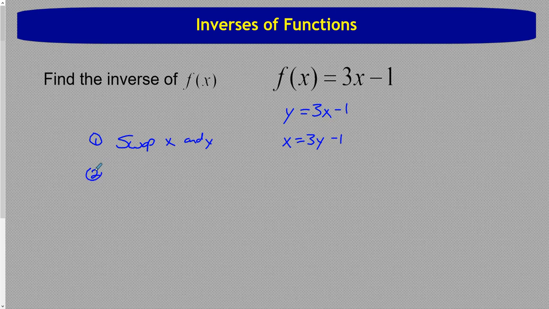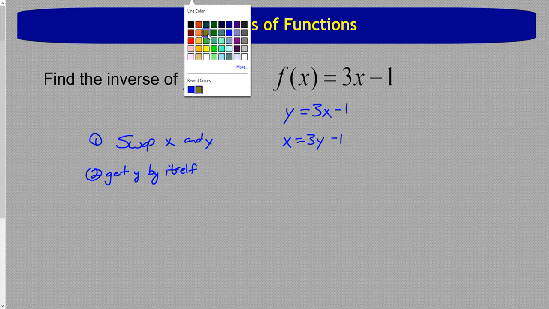Step 2 is to get y by itself. So we've got to add 1 to both sides. Let me change colors so we can see what I'm doing a little bit better.